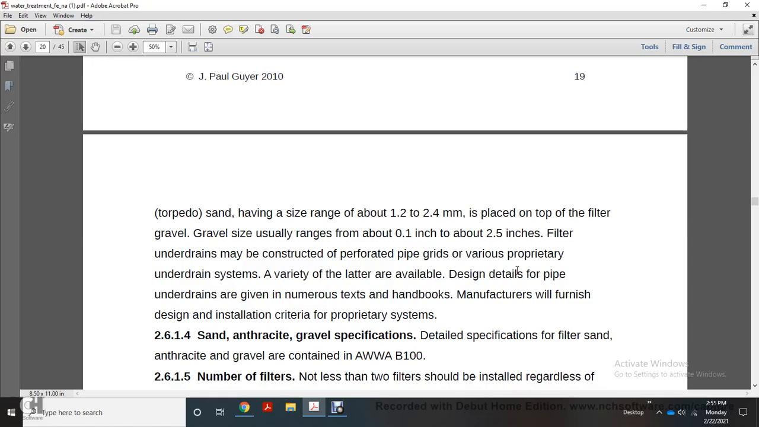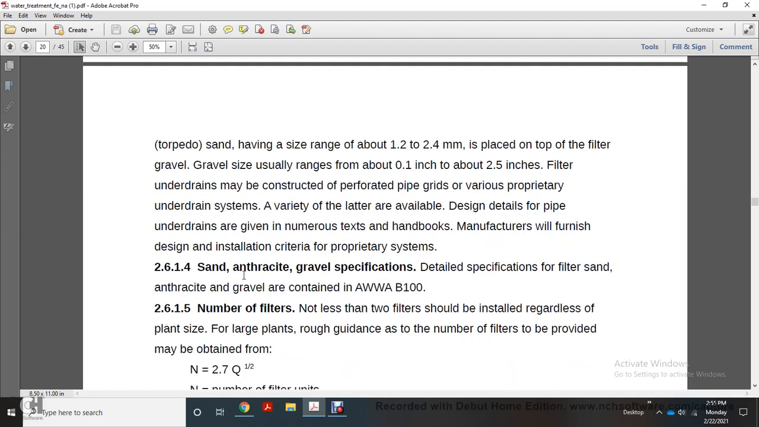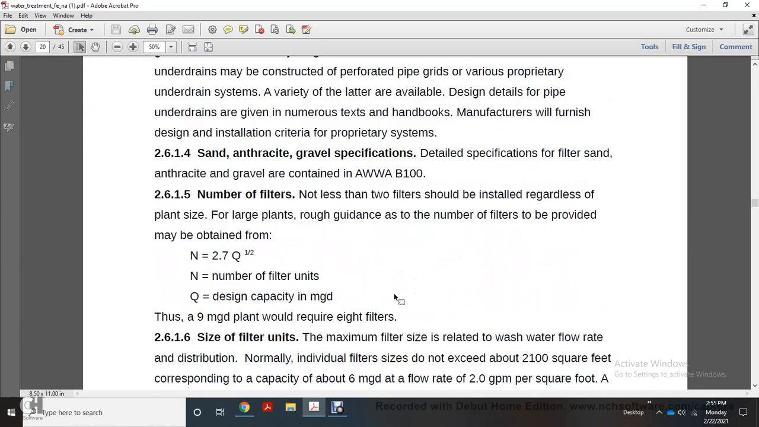A variety of types are available. The design details of the pipe underdrain are given in numerous texts and handbooks. Manufacturers will furnish the design and installation criteria for proprietary systems. The specification details for filter sand, anthracite, and gravel are contained in AWWA B100.